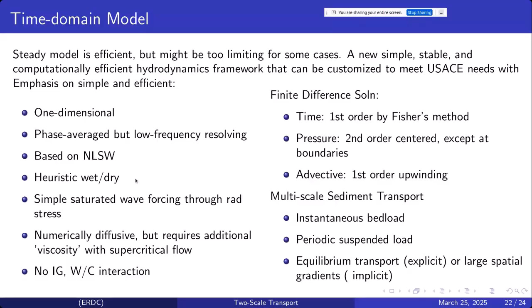I wrote a single line wave model. It really is just a single line of code. And it's in order to figure out what the time steady waves are. And then it, of course, uses the radiation stress formulation to force the domain proper. It's a little bit numerically diffusive, and it even requires additional viscosity with the supercritical flow, if you have supercritical flow. It does not include wave current interaction, and it doesn't include infragravity generation. We could change all of that. It just gets more computationally expensive.